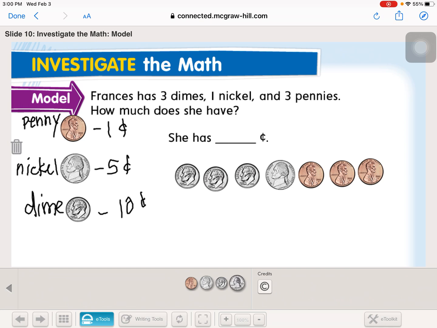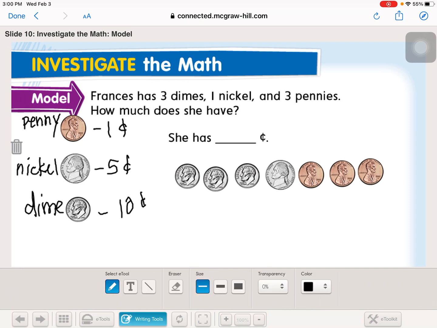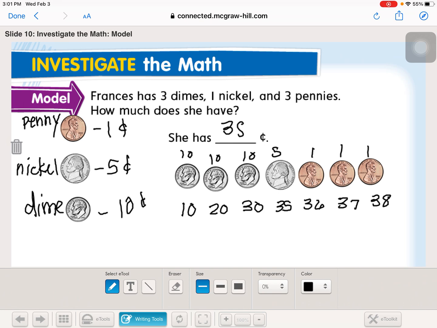So I put these in order of worth the most to worth the least, and now we can count up how much we have. So this is 10, 10, 10, 5, 1, 1, 1. So 10 plus 10 is 20, plus 10 is 30. 30 plus 5 is 35, plus 1, 36, 37, 38. So she has 38 cents.